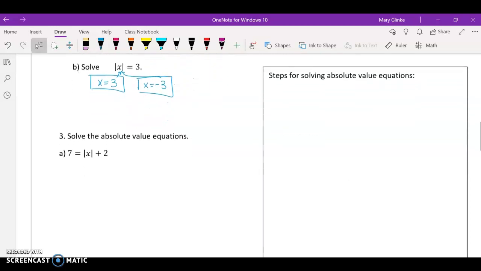So in order to solve absolute value equations, there's kind of a process we need to follow. The first part is you have to get the absolute value alone. You have to do that first. Get the absolute value alone.